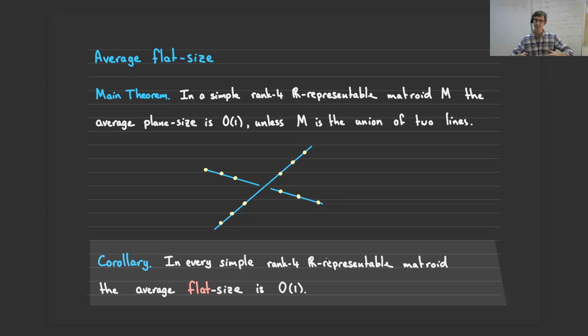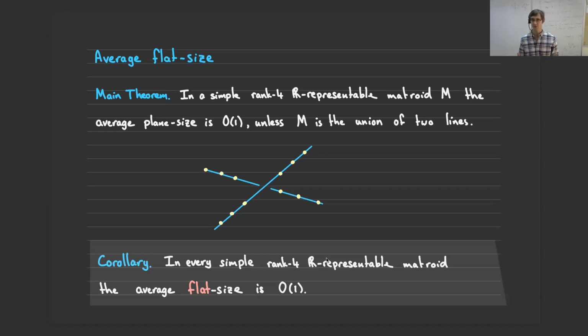Of course, if I'm thinking about a rank 4 matroid, if the matroid isn't just the union of two lines, then from our result that the average plane size is bounded, and from Melchior's result, the average line size is bounded, you could put that together to get that the actual average flat size is bounded in the matroid. The only big flat is the single large one, but you can just aggregate that together with the points. So that's what happens as long as your matroid's not the union of two lines.